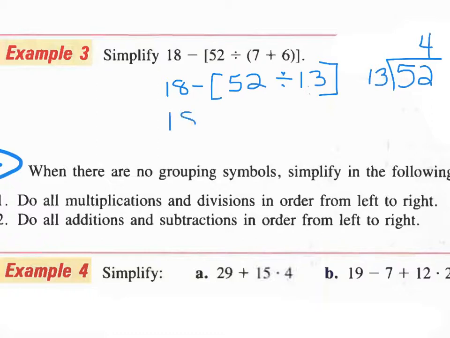So then 18, so then I have to do the next grouping symbol, which are the brackets. So 18 minus 4, and 18 minus 4 is? 14. And I'm done.